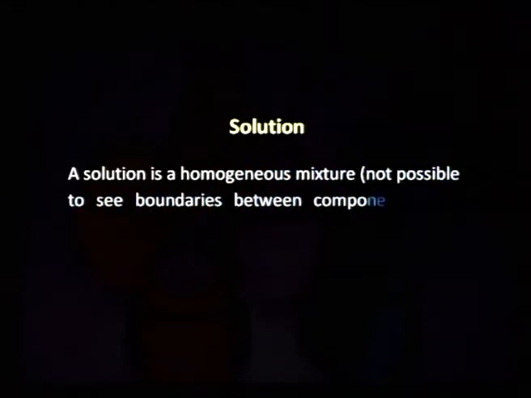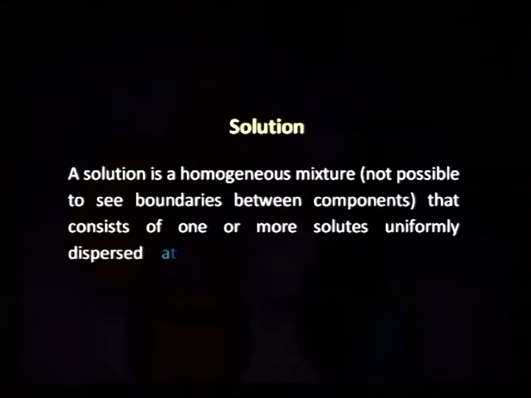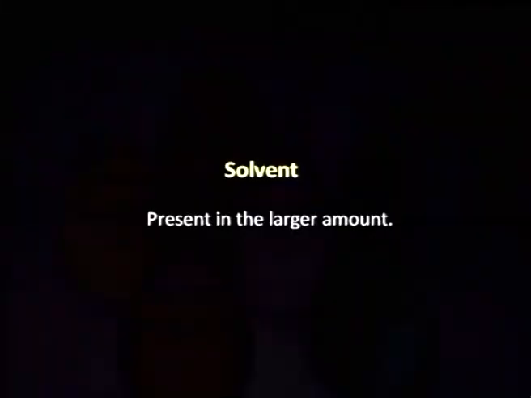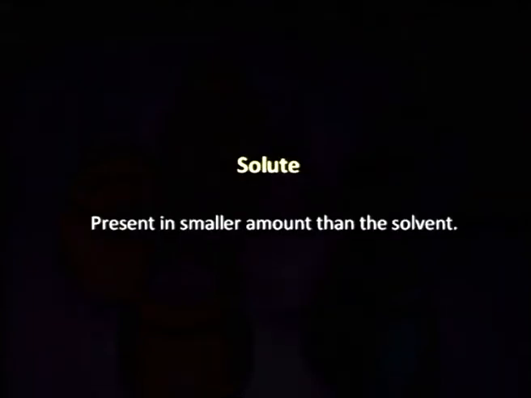Now, what is a solution? A solution is a homogeneous mixture that consists of one or more solutes uniformly dispersed at the molecular or ionic level throughout a medium known as solvent. Homogeneous mixture means it is not possible to see boundaries between the components. Solvent is the substance which is present in larger amount, and the solute is the substance which is present in smaller amount than the solvent.